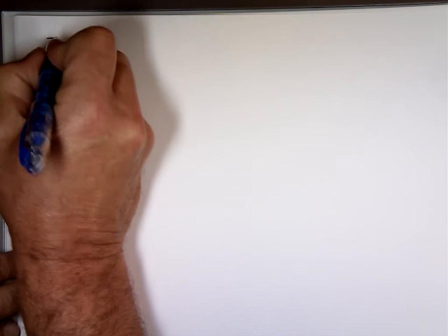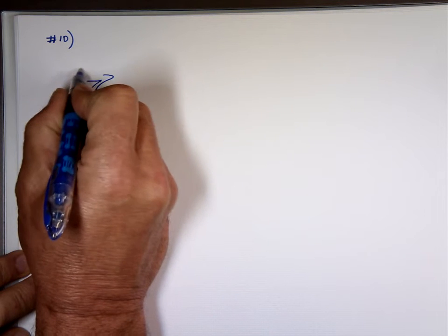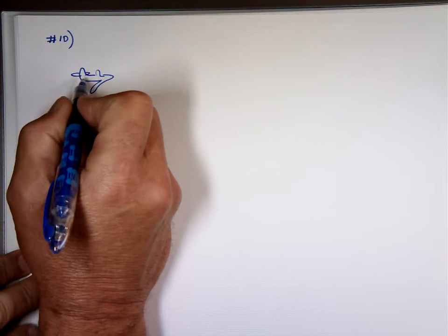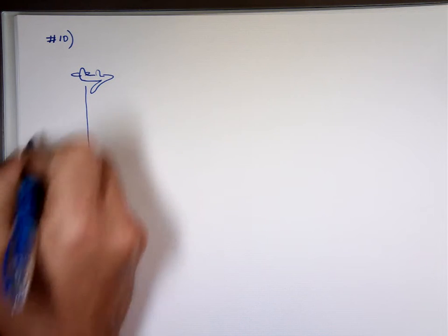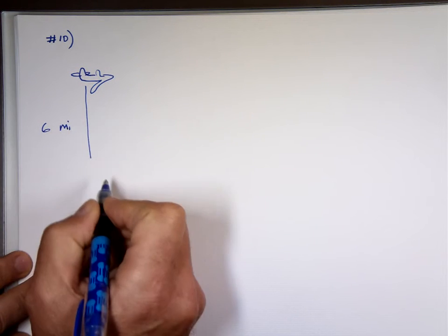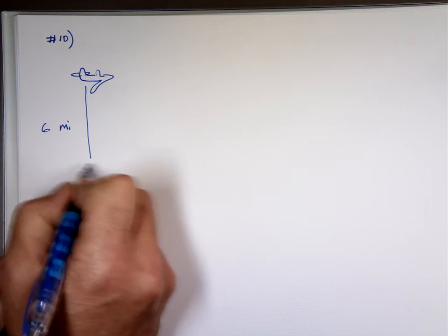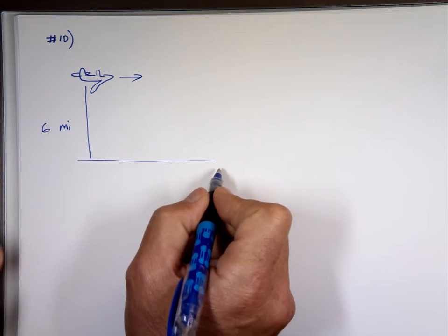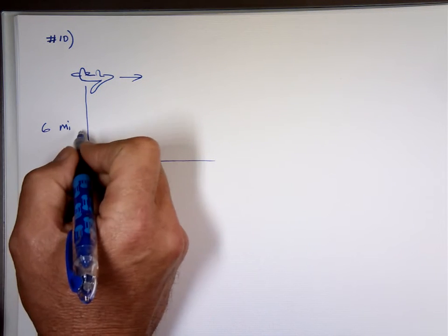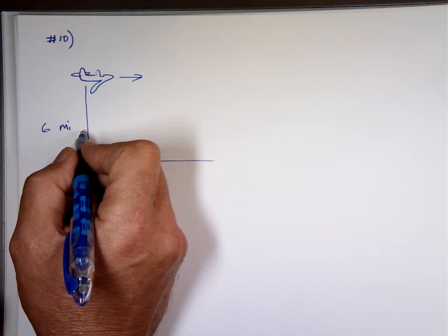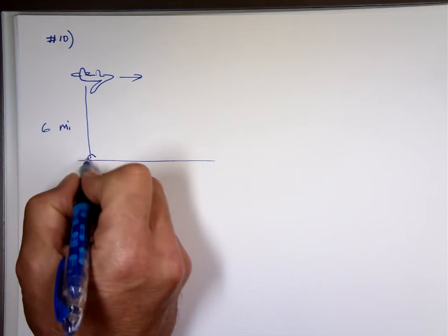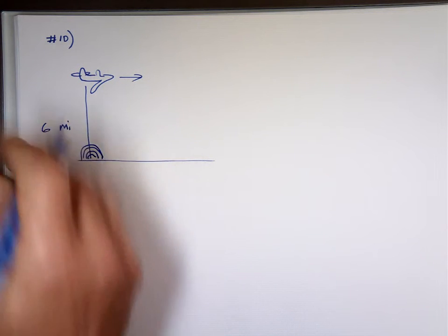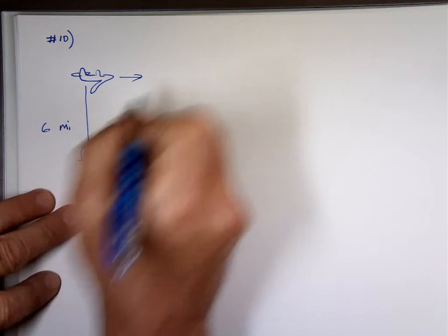And number 10, the last one from this section. We have an aircraft. It's 6 miles high, flying in this direction. So this is 6 miles high. It passes directly over a radar. So we have a radar right here. There's the signal of the radar. It passes over that and now continues to fly.